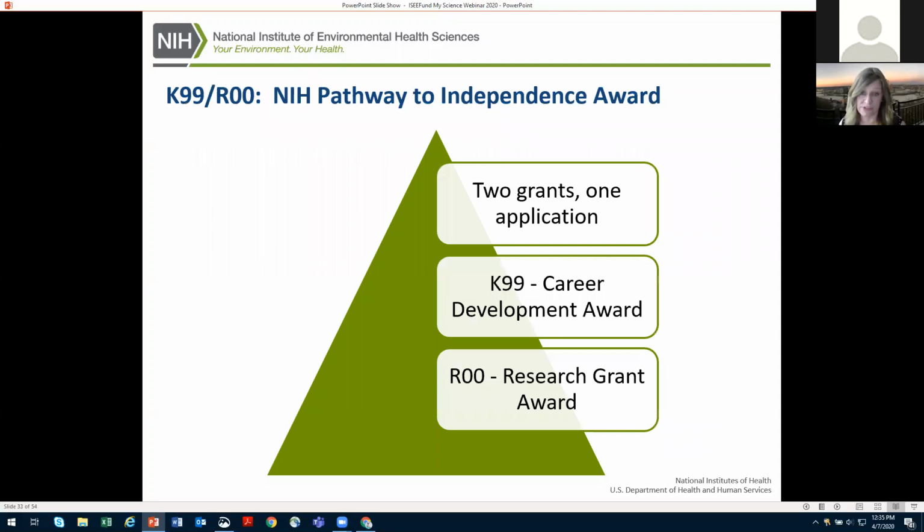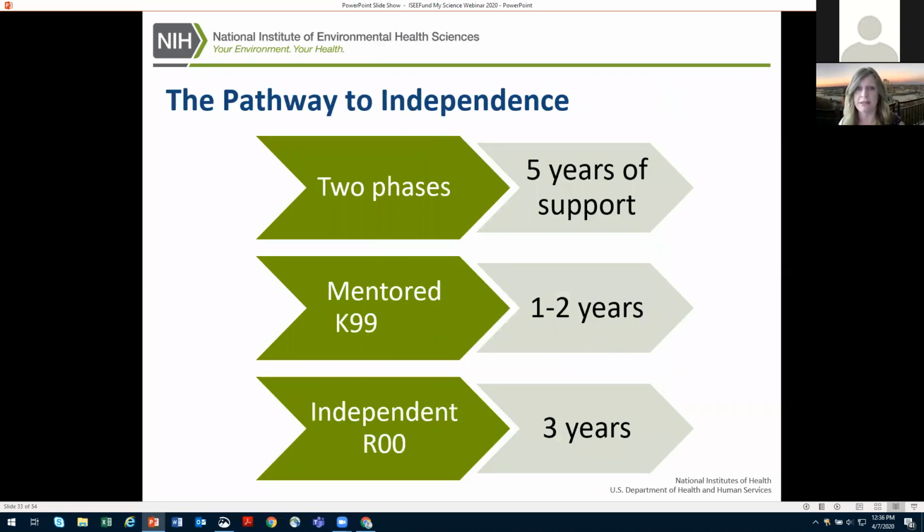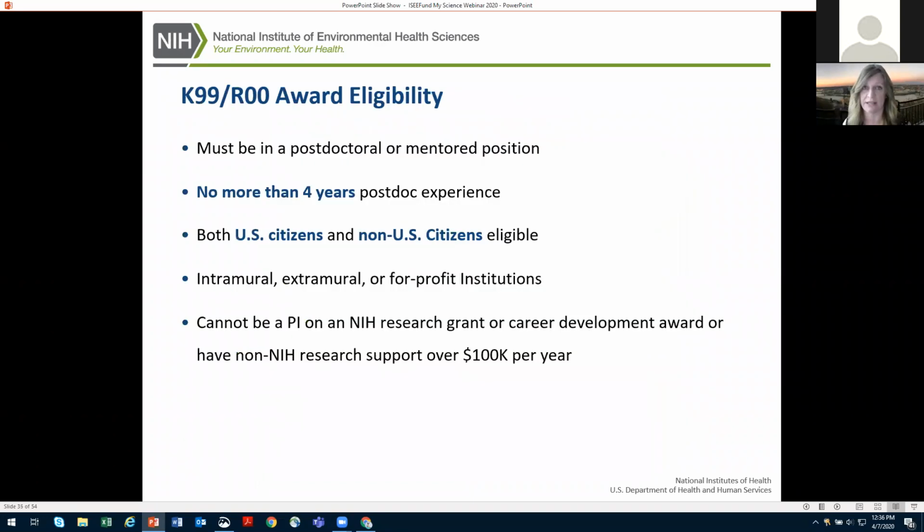This is where we get the most early stage investigators coming in, and this is a very successful program. They call it the Kangaroo because you're jumping from the K99 mentored phase to the R00 independent phase. So this is a pathway to independence. You get 5 years of support total, 1 to 2 years in the mentored phase, and 3 years in the independent phase where you're going to take this grant to where you want to go to develop your science.